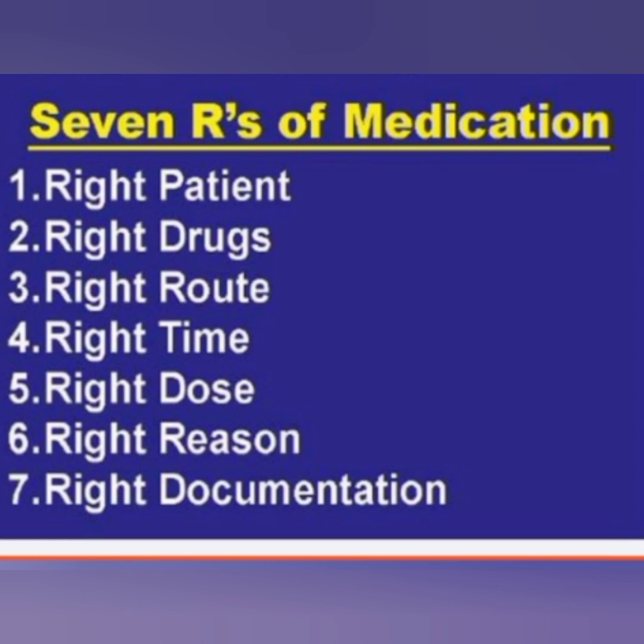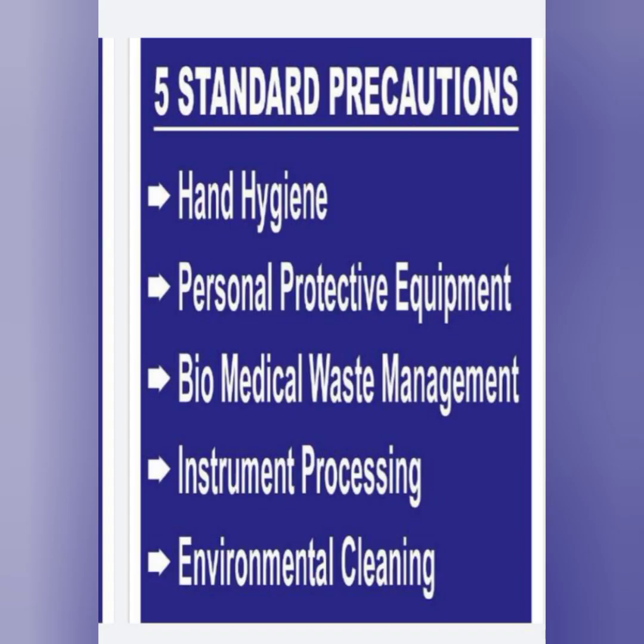First IEC material you need to keep in your HWC is 7 rights of medication. Right patient, right drug, right route, right time, right dose, right reason, and right documentation. Next, IEC material regarding the 5 standard precautions: hand hygiene, personal protective equipment, biomedical waste management, instrument processing, environmental cleaning.